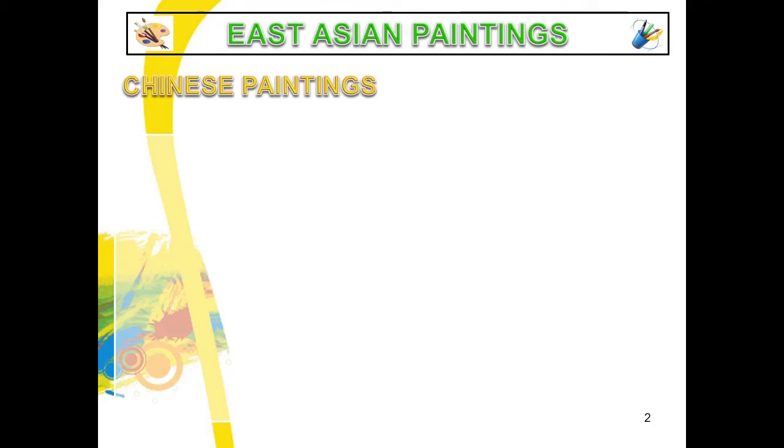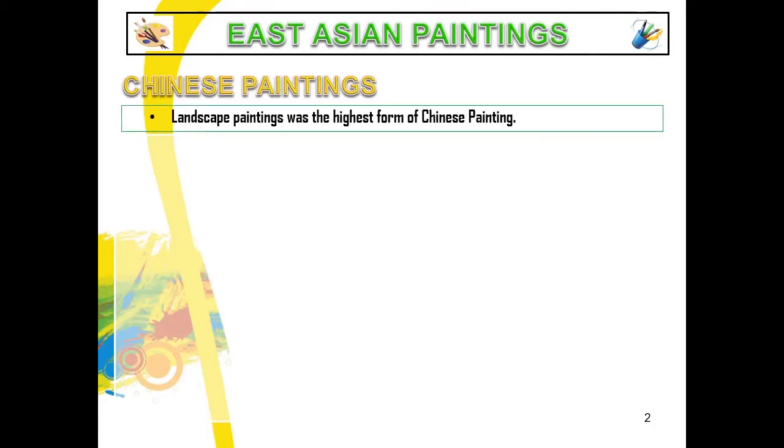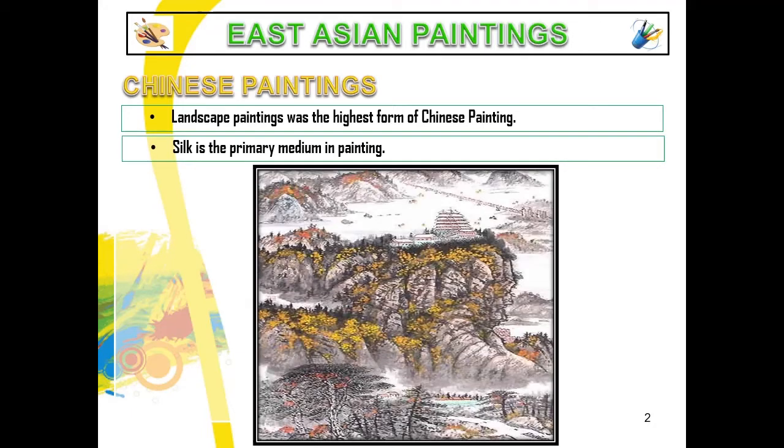Let's begin with the Chinese painting. Landscape paintings was the highest form of Chinese painting. Silk is the primary medium in painting. So silk is the canvas they use in painting. And the one that you see is an example of a landscape painting.